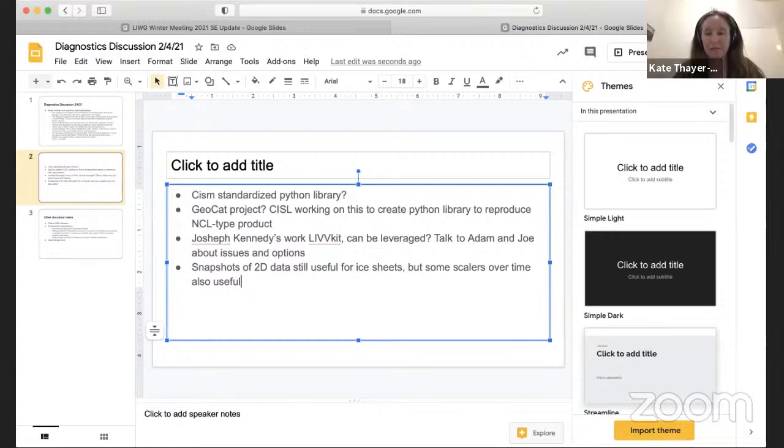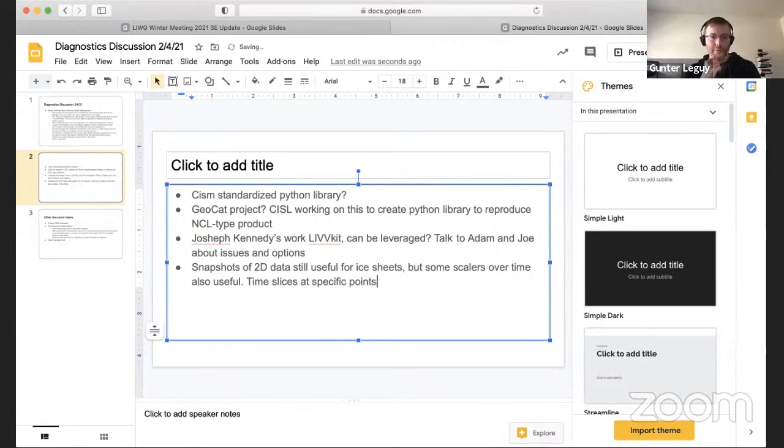Okay. Yeah. And it's probably more interesting to have the possibility to have several time slices, for the beginning of the experiment versus the end, or every 50 years or something like that, rather than averages over a longer time. Okay, for the 2D.